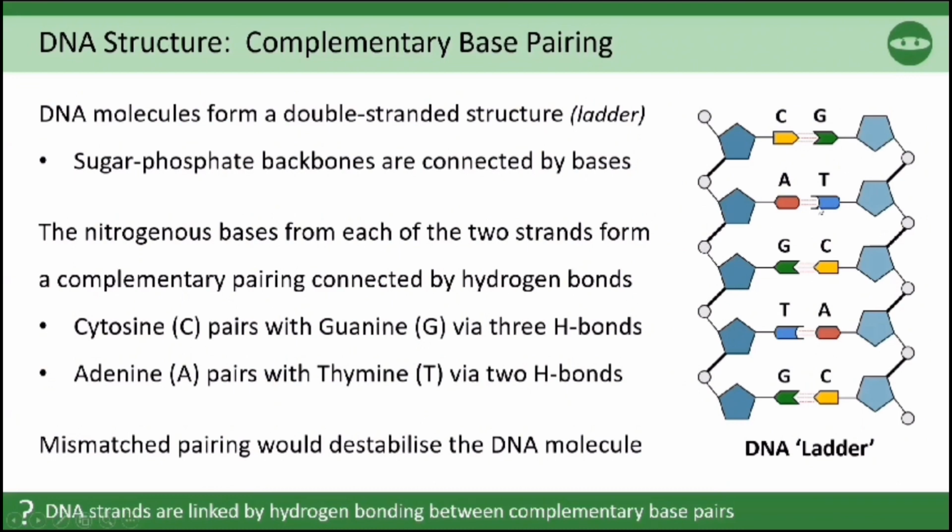The nitrogenous bases from each of the two strands form complementary pairs connected by hydrogen bonding. Cytosine and guanine form 3 hydrogen bonds, and adenine pairs with thymine, forming 2 hydrogen bonds. Any mismatch in pairing will destabilize the DNA ladder.